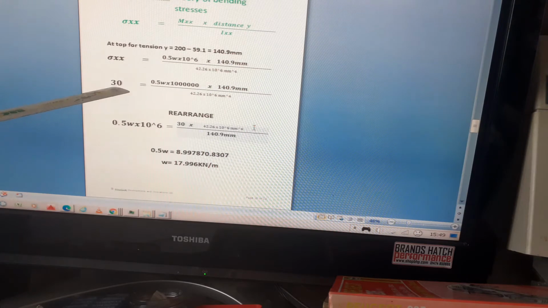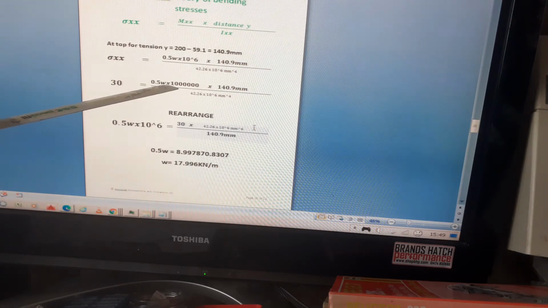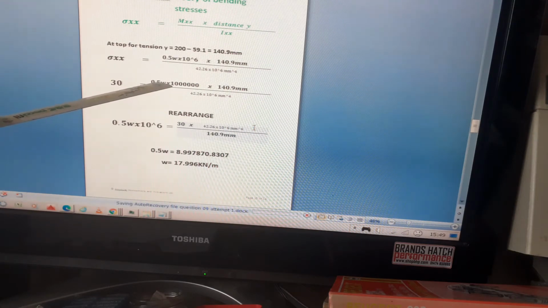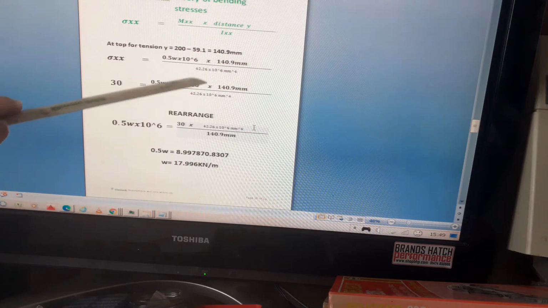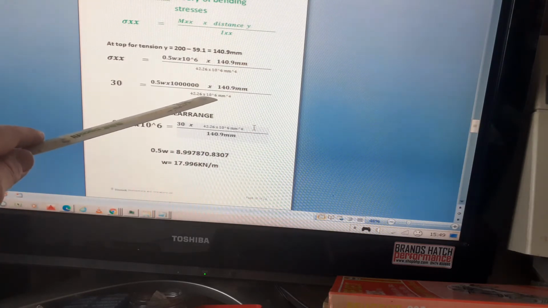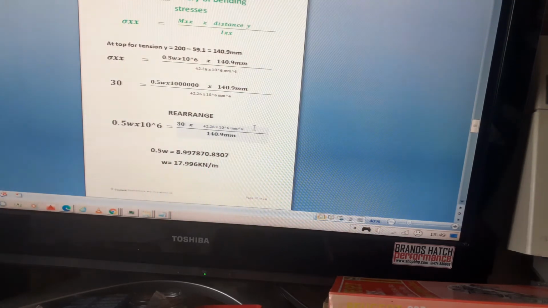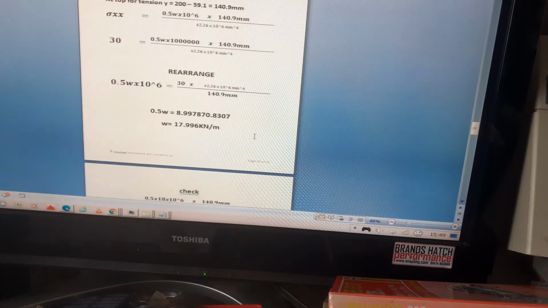So this time we're working it the other way around, because we've got the allowable stress, which is 30. We want to confirm what W is. The moment is 0.5 W, so we need to find out what W is. So we do 30 equals 0.5 W times a million, which is 10 to the power of 6, times 140.9 divided by 42.26 times a million. So the millions cancel out there.